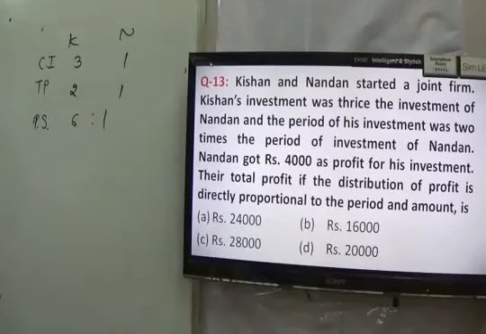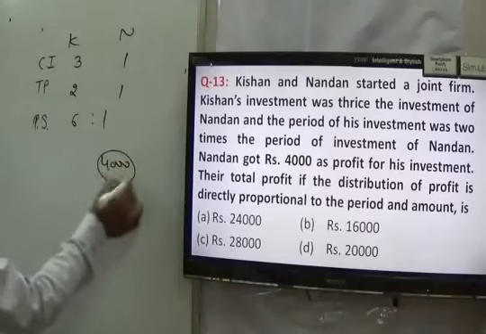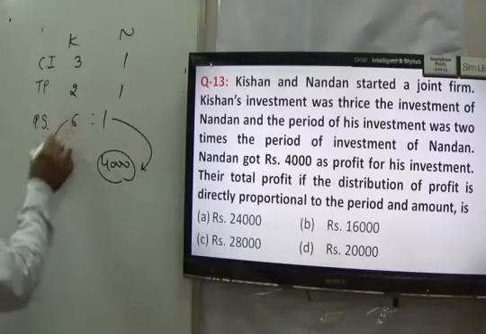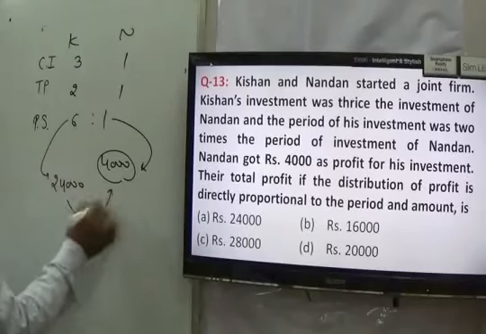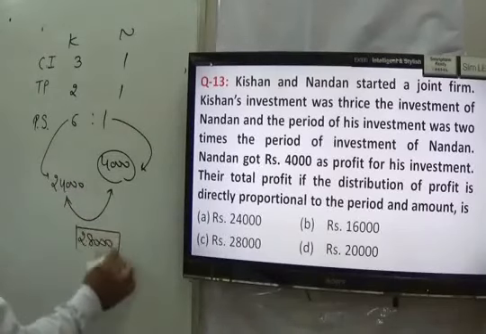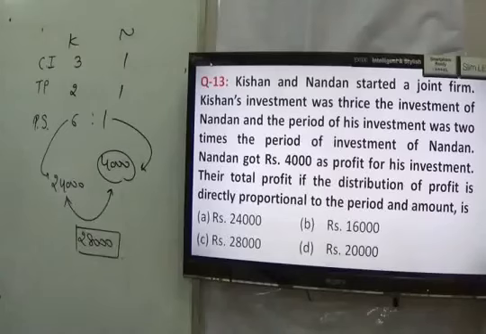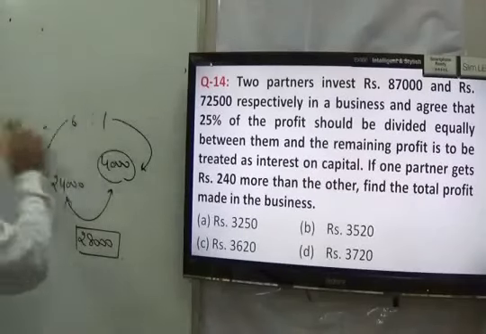It is given that Nandan got 4,000 as profit. It means the profit for Nandan is 4,000, so 1 is equal to 4,000. Then Kishan would be 24,000, and the total profit of both is rupees 28,000. It becomes your answer. Here I can say my answer is C, that is 28,000.